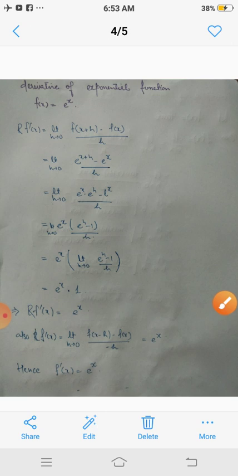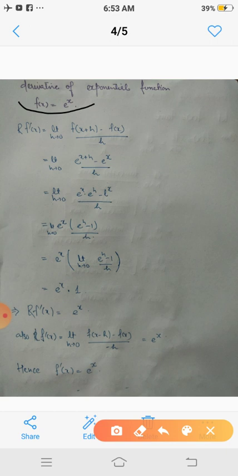Now we will discuss the derivative of another type of function, that is the exponential function, which is of the form e raised to power x. We know that the right derivative is limit h tends to 0 f of x plus h minus f of x upon h at a point x. Now substituting these values, f of x is e raised to power x, which implies that f of x plus h is e raised to power x plus h, minus e raised to power x, upon h.